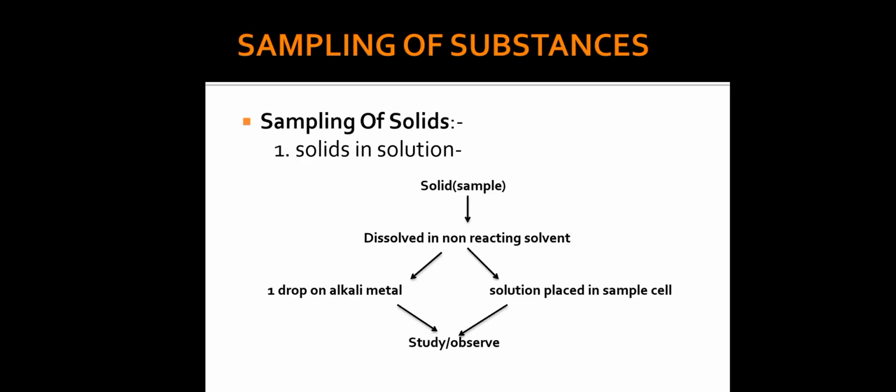Sampling of the substances. Now you can ask how we will put a sample in the IR spectrophotometer if it is solid or liquid or gas. For your information, there are three states of matter: solids, liquids, and gas. All three states of matter can be detected by IR spectrometer. So first of all, the sampling of solids is done by the first method, solids in solution, by dissolving the sample.